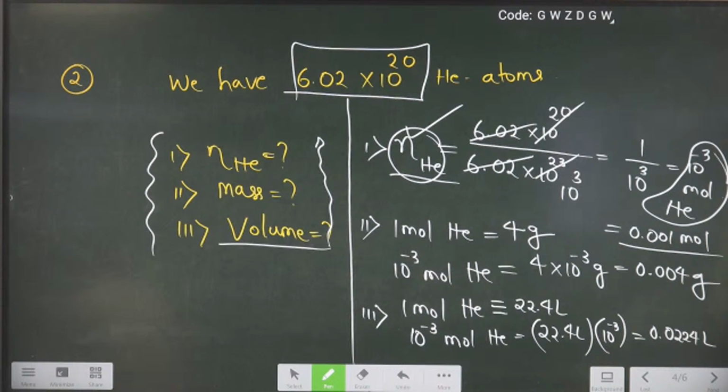Understanding the answer in points, very easy. 4 into 10 to the power minus 3, we have converted into decimal form. It is very simple. Please pay attention, make a note of it, and ask me your doubts.